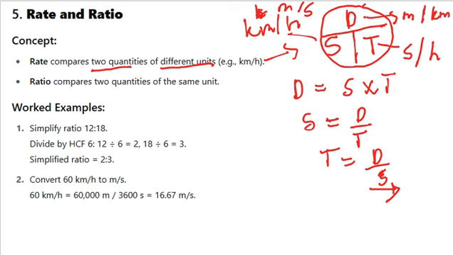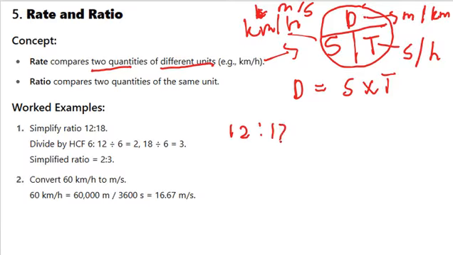We're first going to check the first one, which discusses a ratio. Here you are given a ratio of 12 is to 18. That's our ratio given to us. In this ratio you have to simplify it. Whenever you simplify a ratio, you should divide by a number that can divide both 12 and 18 to the simplest form.